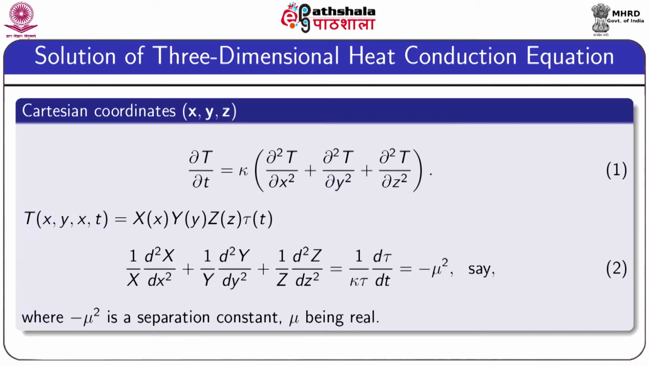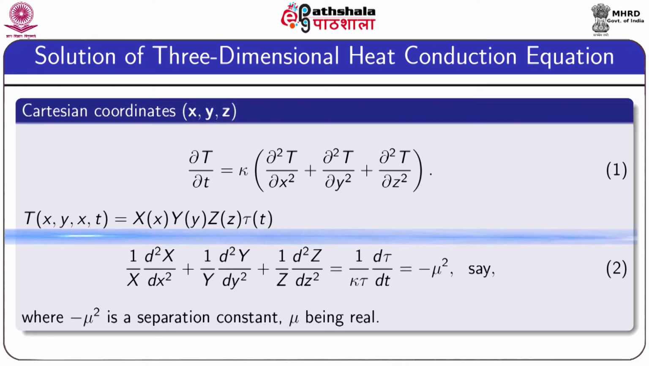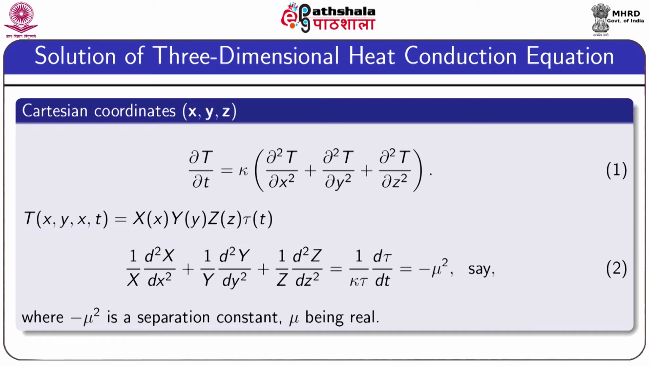The heat equation in the three-dimensional coordinate system is written in equation number 1. We shall use the method of separation of variables to find the solution. So, for that purpose, we write capital T as the product of capital X, capital Y, capital Z and tau, which are functions of small x, small y, small z and t respectively. Substituting this expression in 1, we obtain an equation which is written in equation number 2.